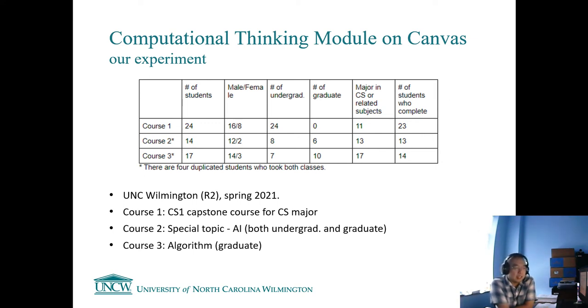Course 2 is a special topic AI course open to both graduate and undergraduate students. If I remember correctly, that is a 400-level course. And course 3, algorithms, is a 500-level course for graduate students. For both course 2 and course 3, you will see a mix of graduate and undergraduate students. The reason is that we have a 4+1 program. That means if a student is in that 4+1 program, even though they are still a junior or senior, they are allowed to select some of the graduate courses.